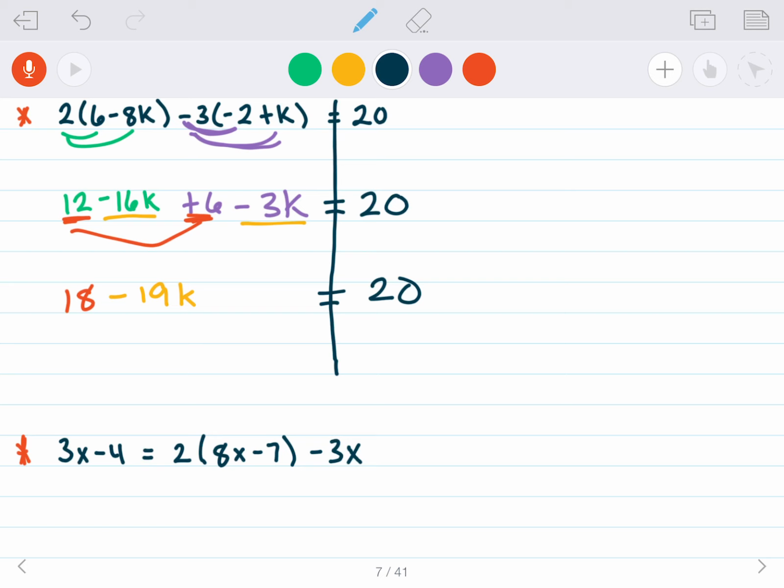What I can do at this point, if you like, is always write your variable term first because addition commutes. In other words, instead of writing 18 minus 19k, to make this look a little more familiar, I can write negative 19k plus 18. It's the same thing. It's the same exact thing, okay?